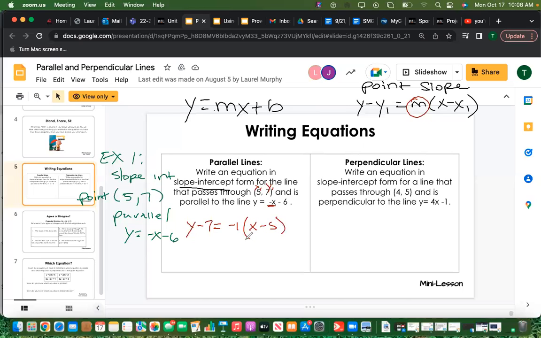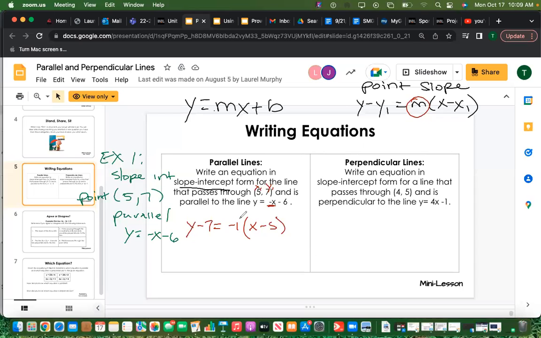For my people who were like, what the heck did you just do? All I did was take this equation that I have up here for point slope and plug in the information that they gave me. m is the slope of whatever line they give you. Now, does this look like slope intercept form? No, it does not. The way we do that is we try to get y by itself and move everything to the other side.